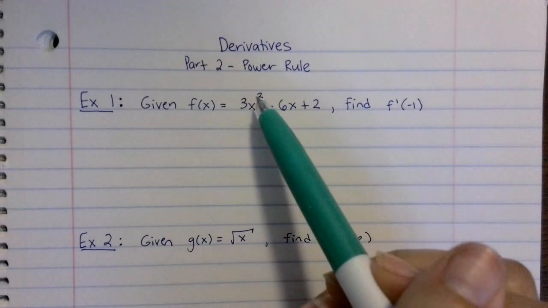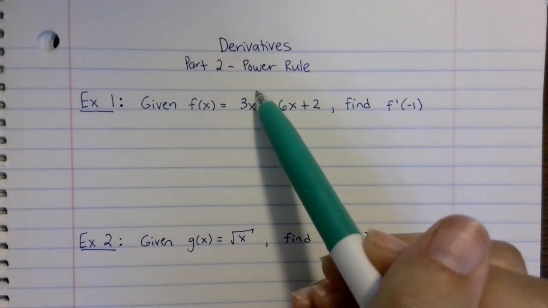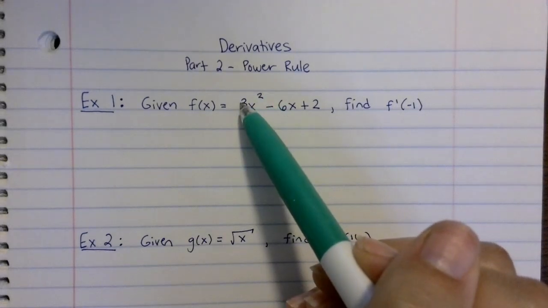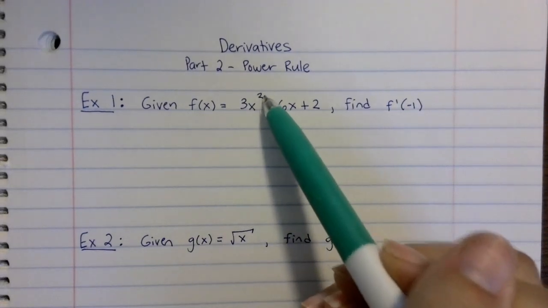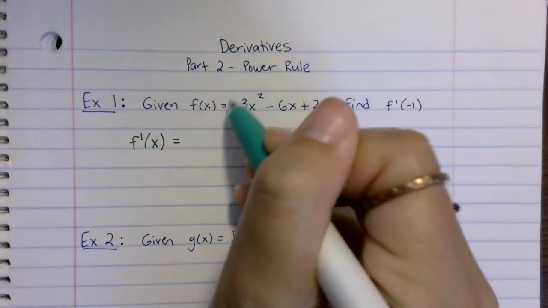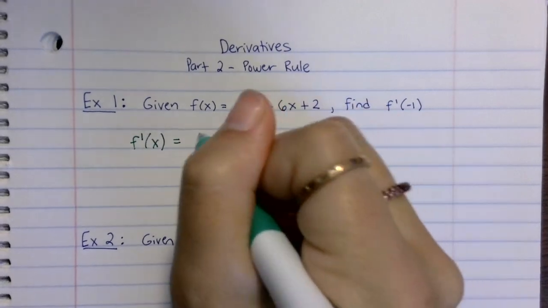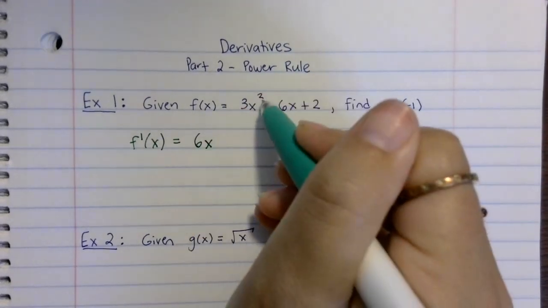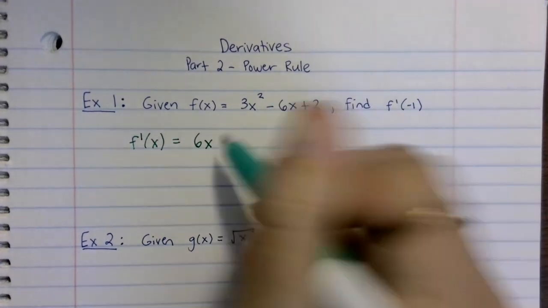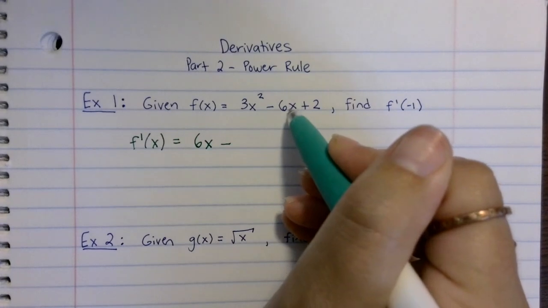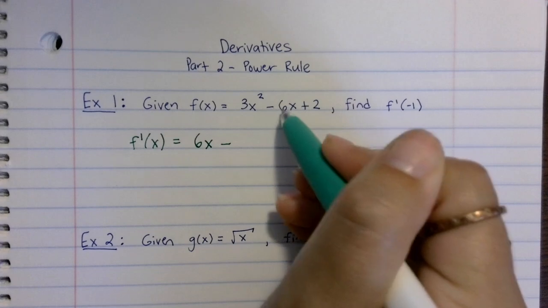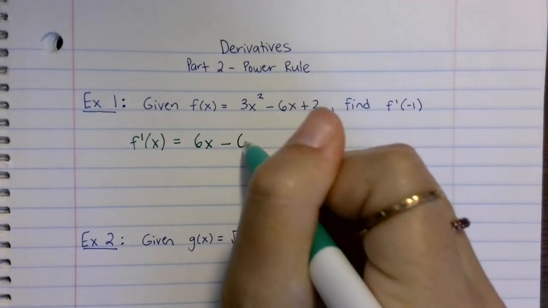The power rule tells us to take an exponent, bring it down and multiply it into the coefficient, and then reduce the power by 1. f prime of x: if I bring this exponent down and multiply it by 3, 2 times 3 is 6x, and then if I reduce 2 by 1, it just becomes 6x to the first, and I don't need to write that 1. Minus, on negative 6x, the exponent on x is a 1. If I multiply it down with the negative 6, it stays negative 6.